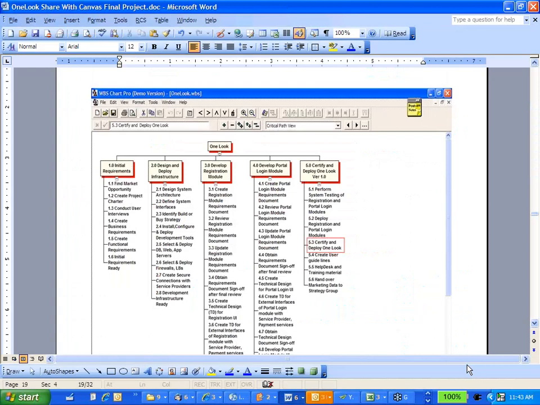Find market opportunity, create project charter, conduct user interviews, create business requirements, create functional requirements, initial requirements ready.